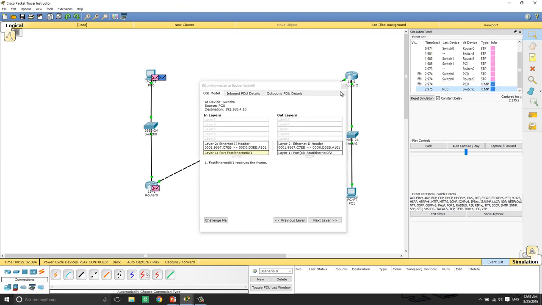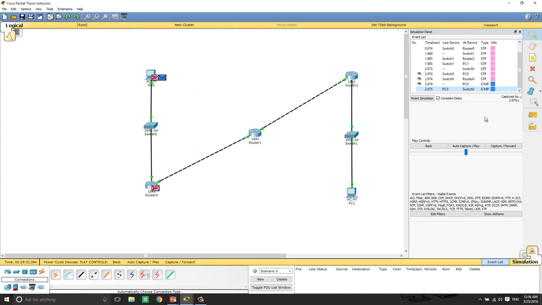It says, okay, it needs to go to the MAC address. So it sends to the MAC address. So let's send it next. So that packet goes. The switch sends it to the router. The router looks at it. Router sees that it has to go to 192.168.4.0, and it drops there.